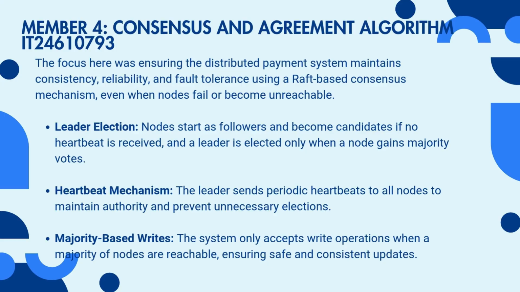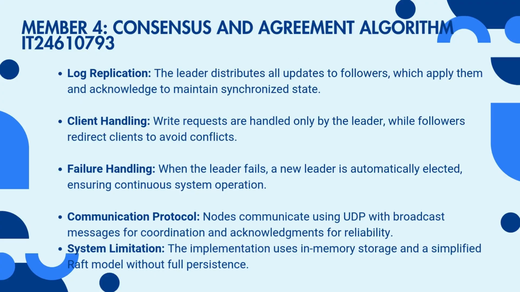For writes, we use majority-based approval, meaning transactions are accepted only when most nodes agree. In log replication, the leader sends updates to all followers, ensuring all nodes stay synchronized. For client handling, only the leader processes requests, while followers redirect clients to avoid conflicts. In failure handling, if the leader crashes, a new leader is automatically elected. Nodes communicate using UDP, allowing fast coordination through message exchange. One limitation is that we use in-memory storage, so full persistence is not implemented.